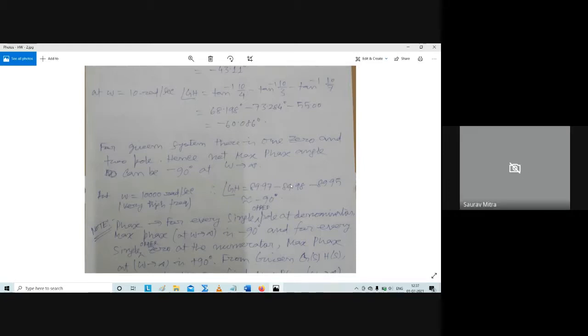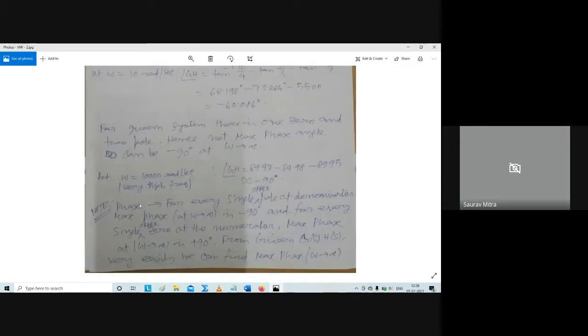Omega by 3 is going to give you almost 90. So these two cancel each other. So what prevails is omega by 7, so that is going to give you almost minus 90. That means at very high frequency, omega equal to 10,000 radian per second, the phase of the system is going to be minus 90 degrees. So one conclusion, or one generalized case, has been drawn.